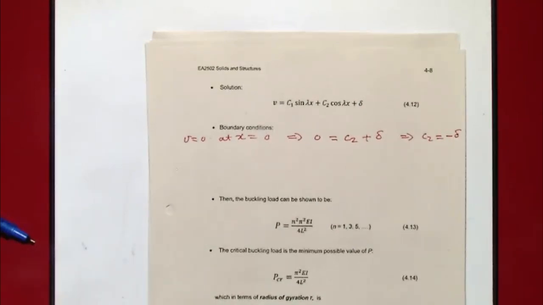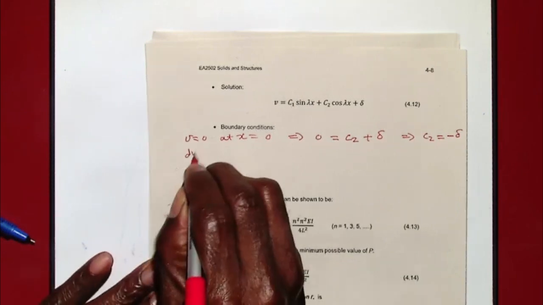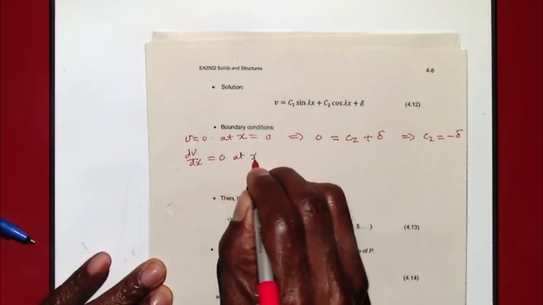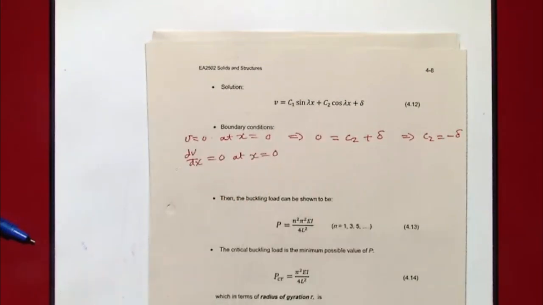And then I go to the second one, and I'll say, what do I know about the slope? The slope dV/dx equals 0 at x equals 0. So if you differentiate dV/dx at the top, what do we get? If I differentiate, what is dV/dx?